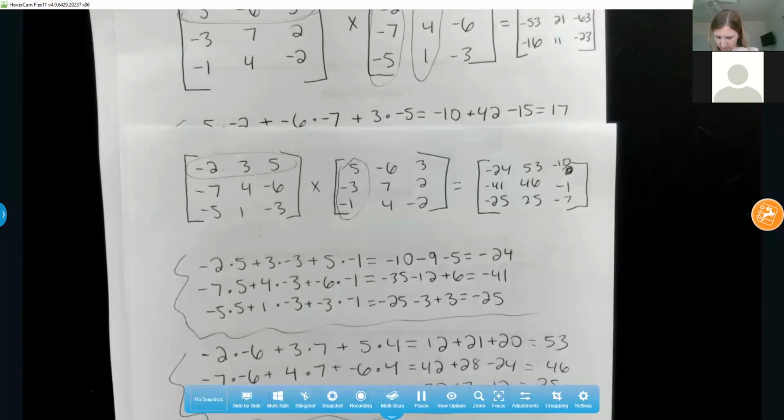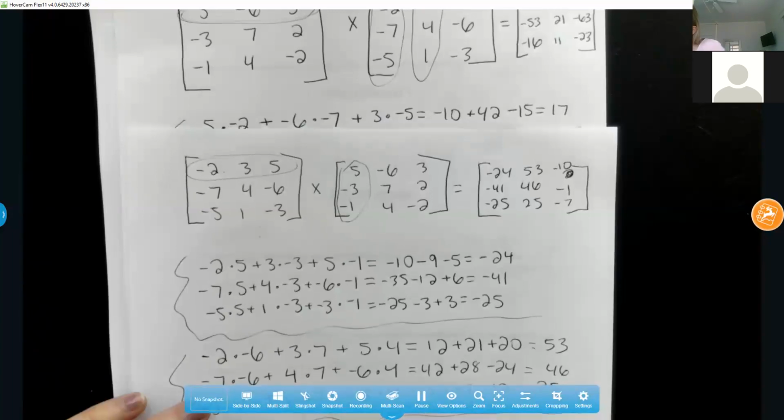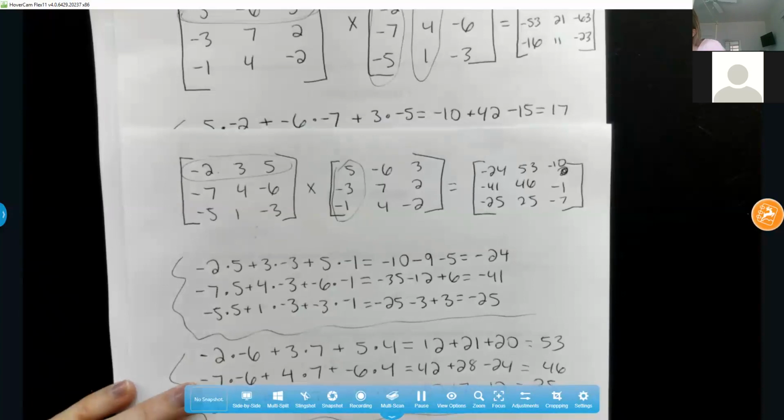Let me know whenever you're done, Kamaya. I'm finished. Okay, so what'd you get? I didn't finish the third one, but the first column, I got 24, 41. No, the first row, I mean. Okay. I got, and 25. I got those, except I got them as negative numbers. Did you get negatives or positives? Positive.